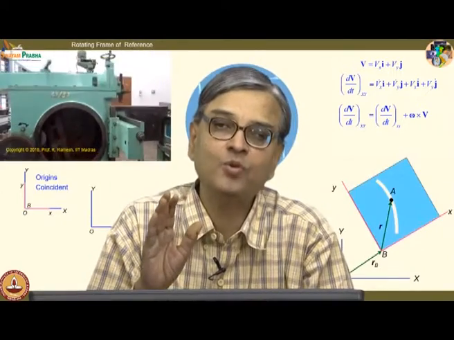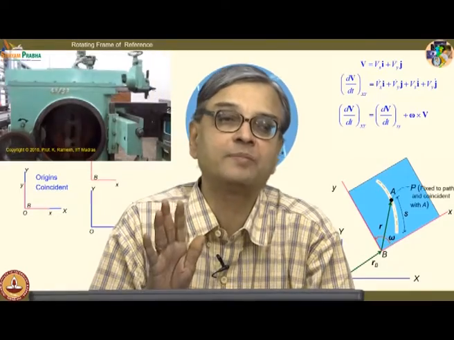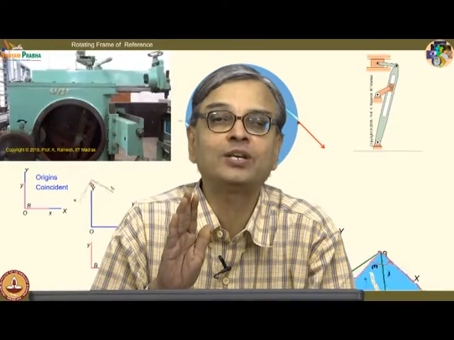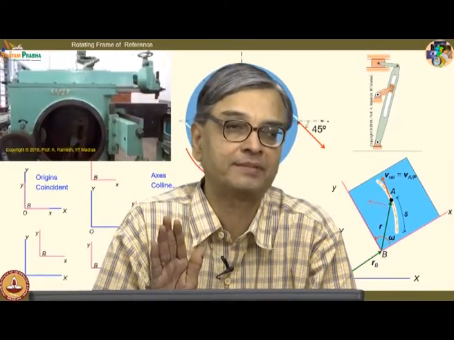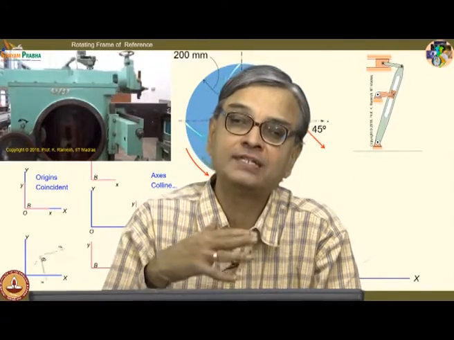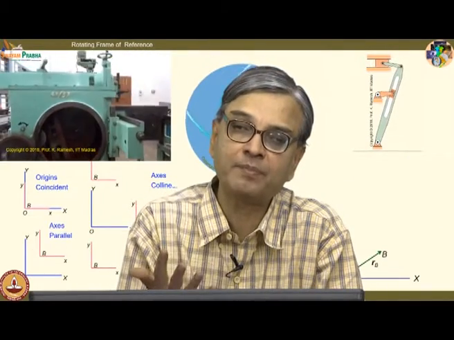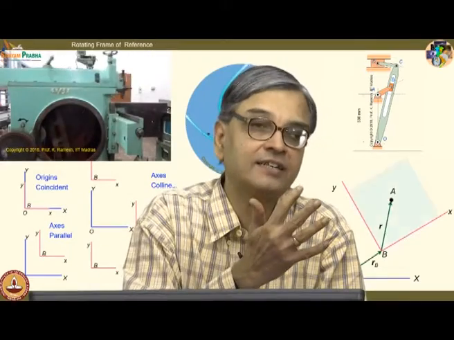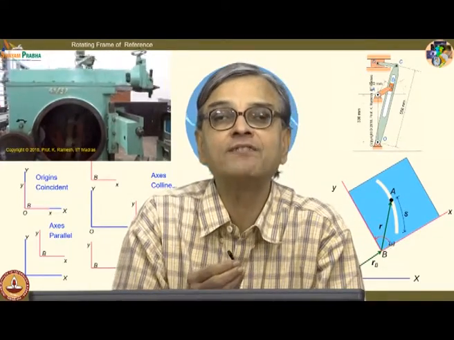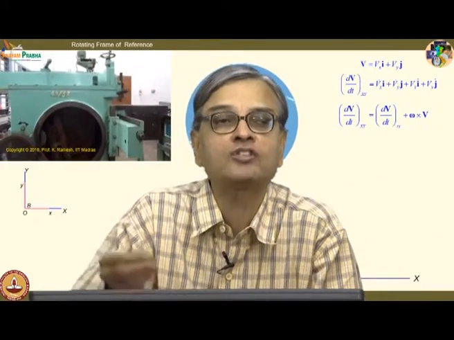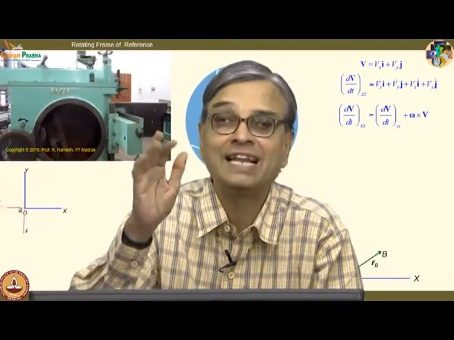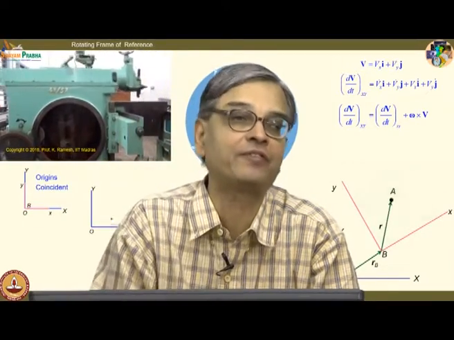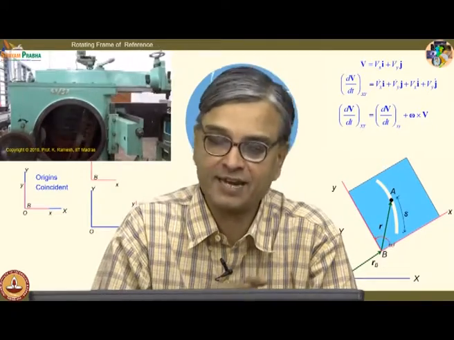See, a thumb rule is, if I have a slotted member, attach your rotating frame to the slotted member. And if a person is sitting on the slotted member and rotates with it, he would perceive the particle to move along the slot. That is why we choose a rotating frame of reference.